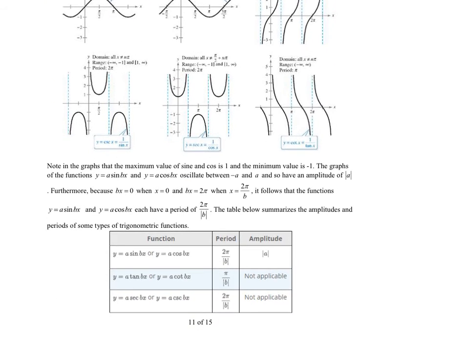Okay. It says, notes in the graphs, the maximum value of sine and cosine is 1, and the minimum value is -1. The graphs of y equals a sine of bx and y equals a cosine of bx oscillate between, well, instead of being bounded by y values of -1 to 1, it has bounds of y values of -a and a. Talks about amplitude, talks about period length. This is all information that you would have gotten from a deep dive into a trigonometry class with graphing trig functions.